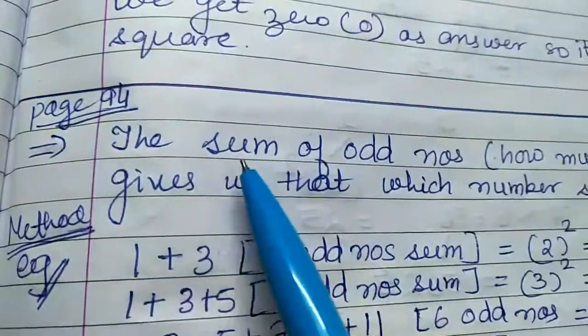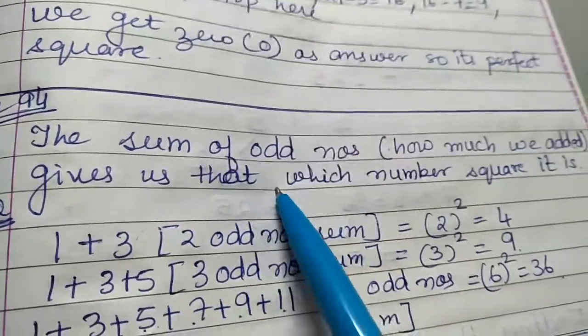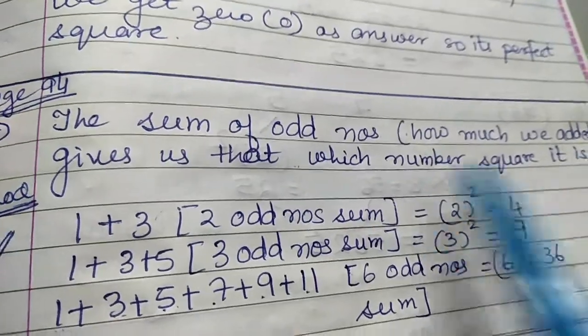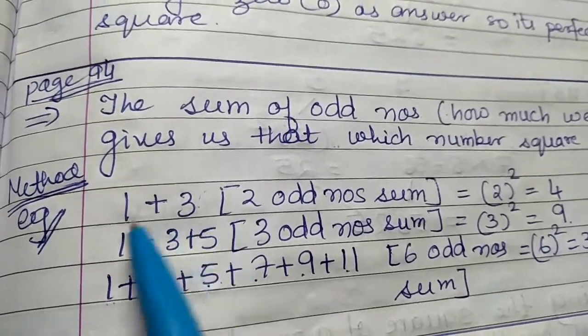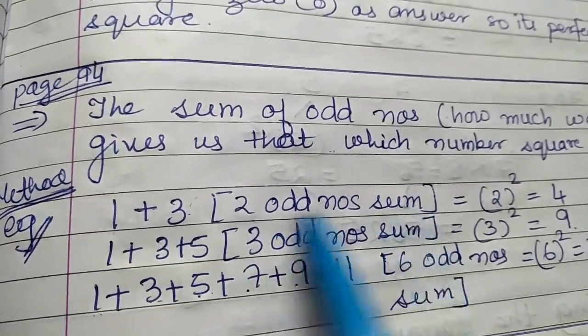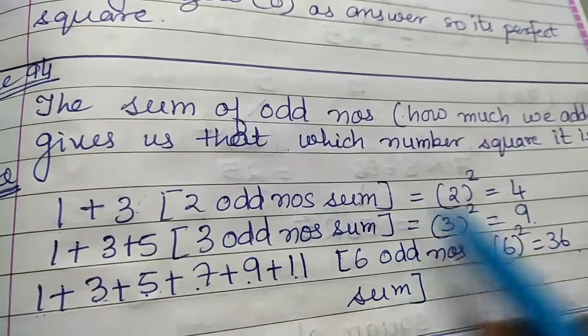Now, the next thing is the sum of odd numbers. However many odd numbers we add gives that number's square. What does this mean? Let us see. Now odd numbers, again 1 plus 3. This is two odd numbers, so we have added two odd numbers. So 2 square is 4. So 1 plus 3 is 4.